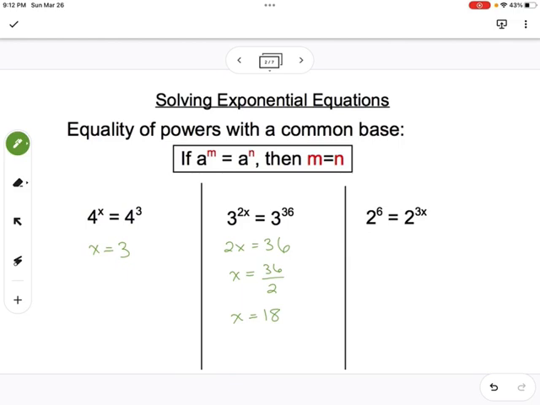And the third question here, 2 to the 6 equals 2 to the 3x. Again, same base, they are matching 2 and 2. We can drop the base and just put 6 equals 3x, just keep the exponents. To solve for x, we want to move the 3 to the other side and it will become divide. So 6 divided by 3 is x, so 2 equals x.